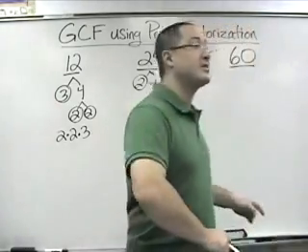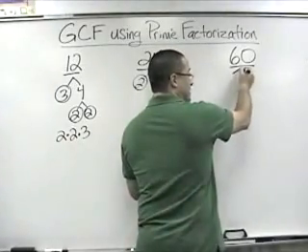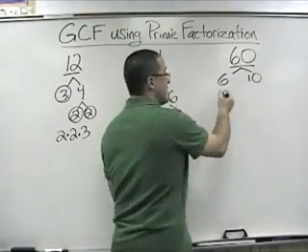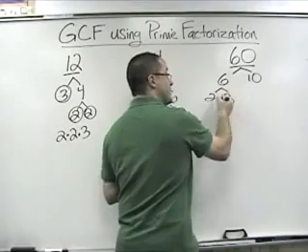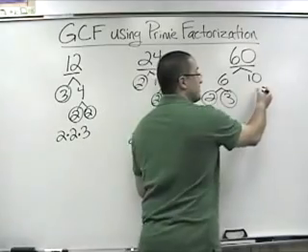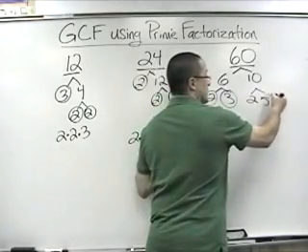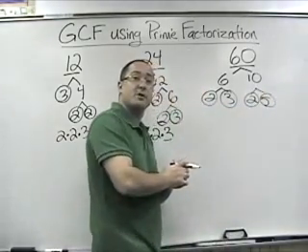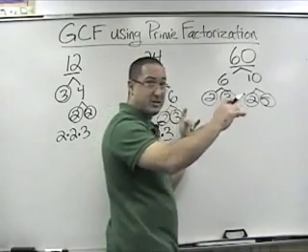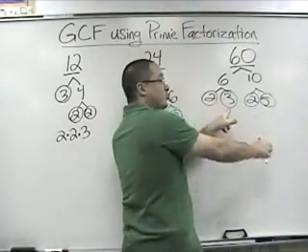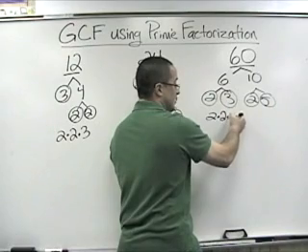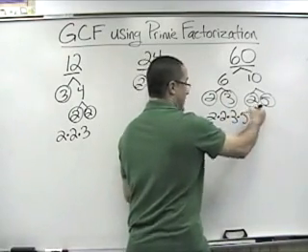Now, let's do 60. It comes from 6 times 10. Neither one of those is prime, so we have to keep going. 6 comes from 2 times 3. Both of those are prime. And 10 comes from 2 times 5. Both of those are prime, and we're finished with that one. So once again, we're going to write the prime factors out without exponents: 2 times 2 times 3 times 5.